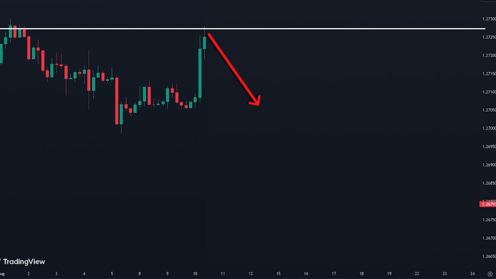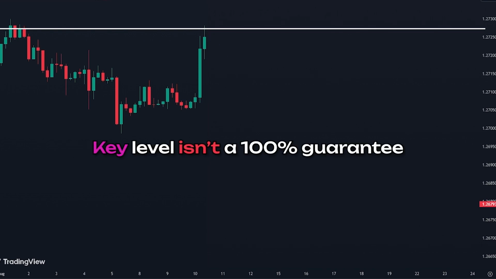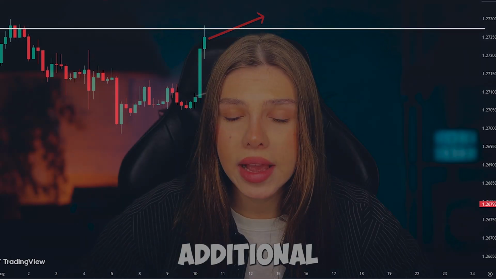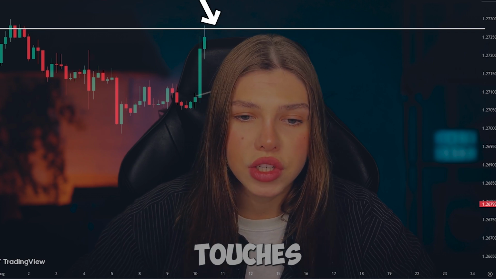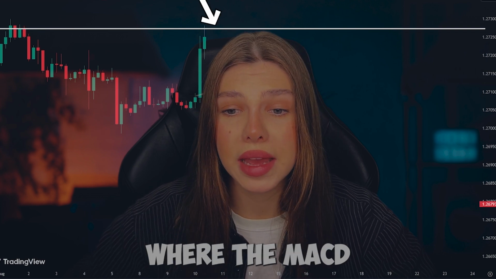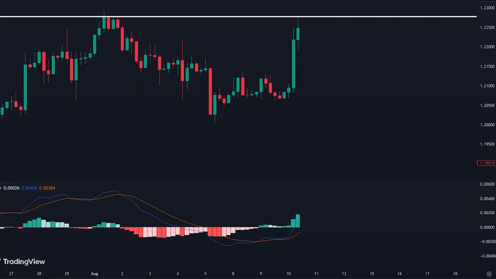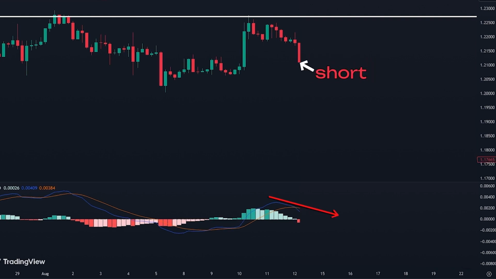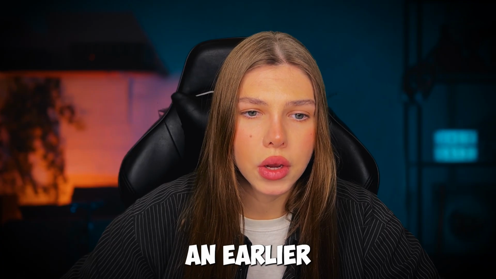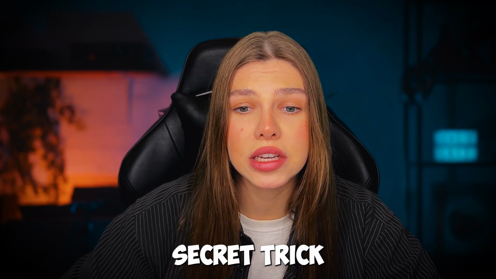However, just because the price gets in contact with the key level doesn't assure a reversal, as these levels aren't magical. Prices can break through. That's why additional confirmation is vital to ensure genuine downward momentum when the price touches this area, and this is where the MACD indicator plays its role. Typically, many traders will wait for the MACD to cross downward before initiating a short position. However, this approach often results in entering the trade after the downward move has already occurred, meaning that you would have entered late.